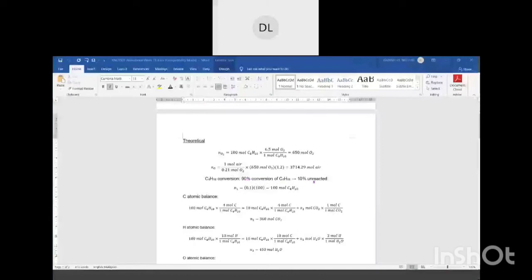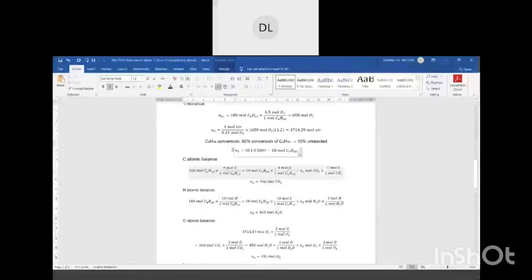So now the butane combustion, which was 90% conversion of butane, you are left with 10% unreacted. So N1, 0.1 times 100 mole basis, you get 10. Sorry, it's supposed to be 10. Okay. So then we start with the carbon atomic balance. As said by Youngson and Adeline, it is also input equals output.